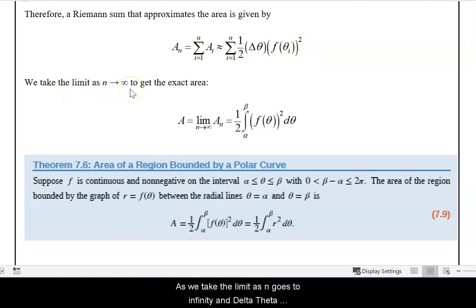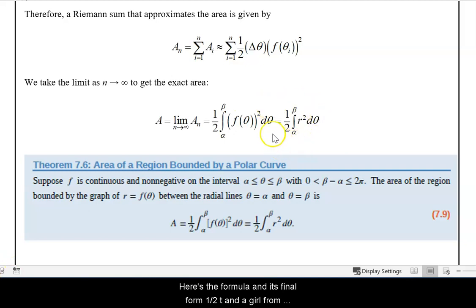As we take the limit as n goes to infinity and delta theta goes to 0, we can get the precise value of the area. To do this, we define it to be the definite integral of 1/2 from alpha to beta of f of theta quantity squared d theta. But f of theta is r, and that gives us 1/2 the integral from alpha to beta of r squared d theta. Here's the formula in its final form, 1/2 the integral from alpha to beta of r squared d theta.